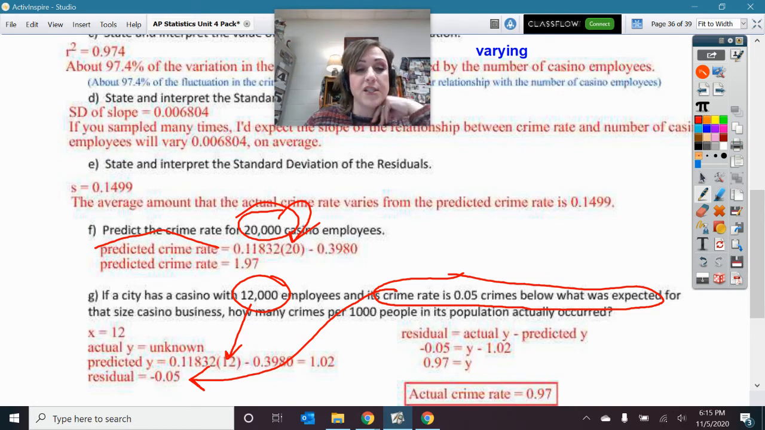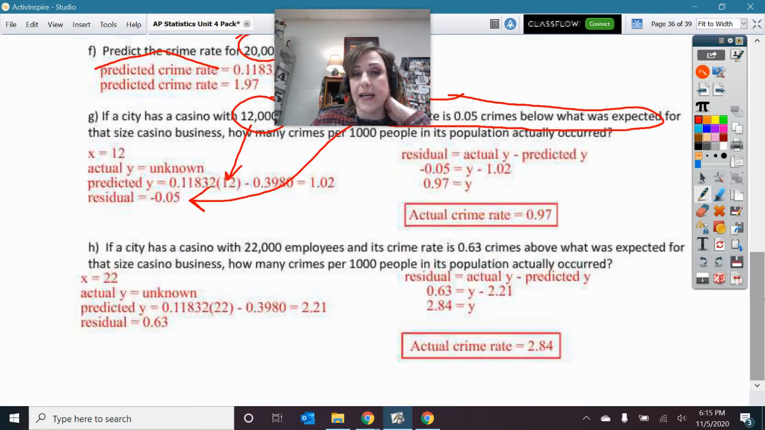So then what is the actual crime rate? How many crimes per 1,000 people occurred? The residual is the actual Y minus predicted Y, and that predicted Y was 1.02. So the actual crime rate was 0.97 crimes per 1,000 people.